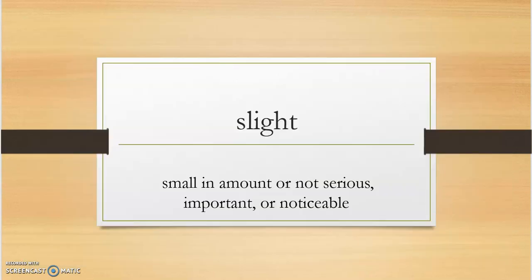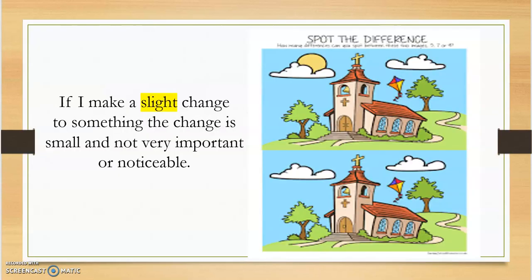So the first vocabulary word we're going to focus on is that word slight. If you're feeling just that slight tremble, that word means small in amount or not serious. It's not as important or even noticeable. Another example using the word slight might refer to our schedule or something that we do during the day. In this example, you're looking at a picture. If I make a slight change to something, the change is small and not very important or noticeable.